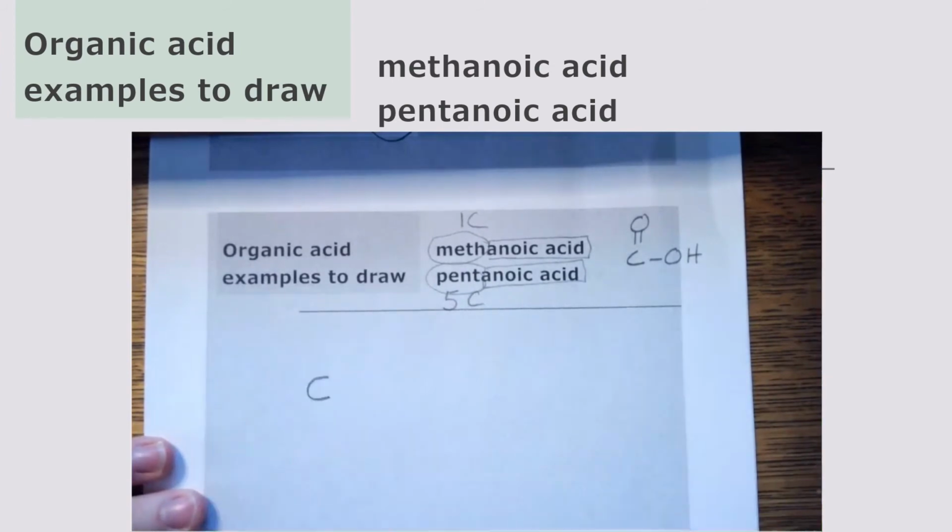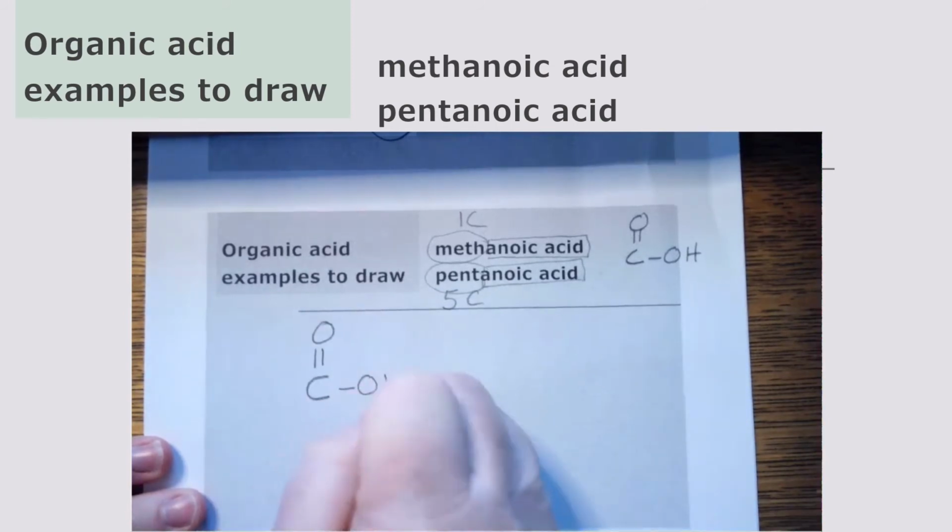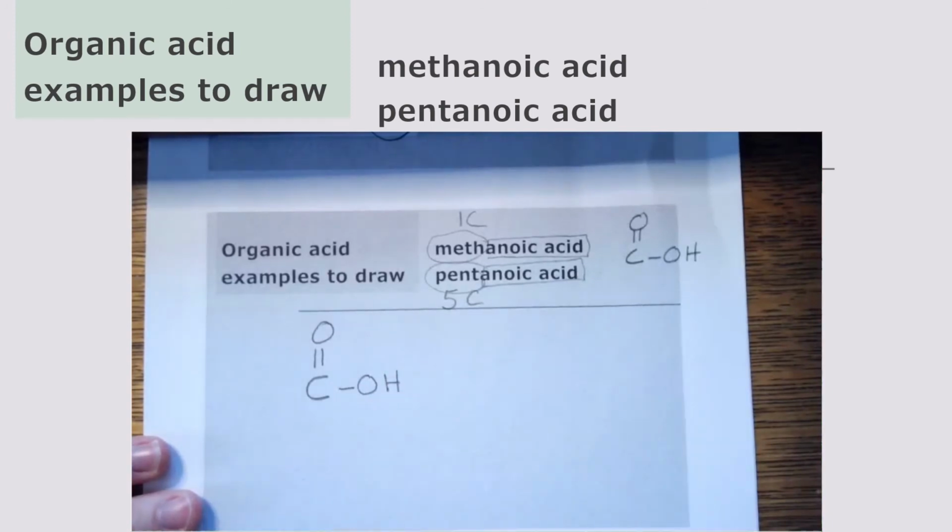I draw 1 carbon. On the carbon on the end, well, it's literally the only carbon, right? Put the functional group. Okay, add any hydrogens that you need to. Well, this carbon has 1, 2, 3, so it needs a hydrogen.